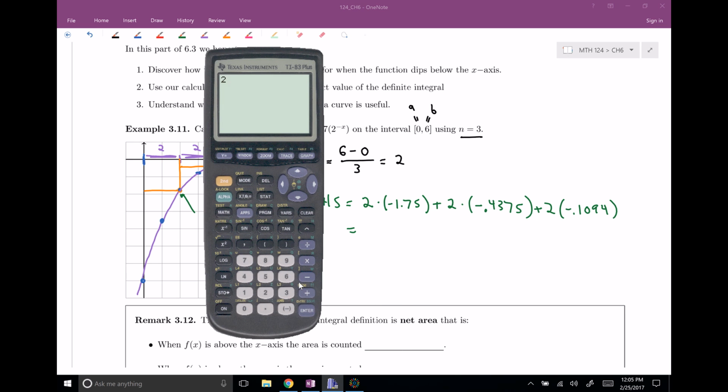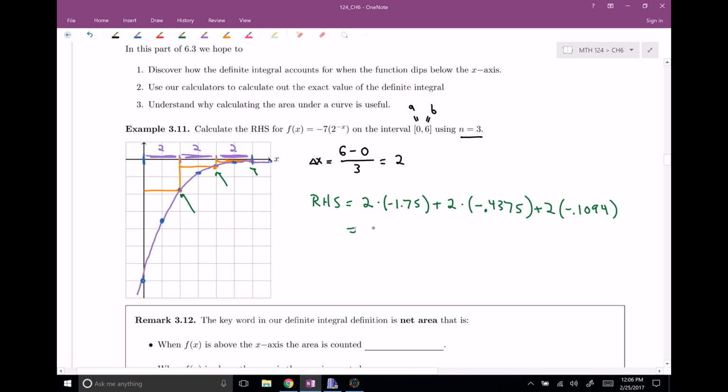So 2 times negative 1.75 plus 2 times negative 0.4375 plus 2 times negative 0.1094. Enter. Negative 4.59 and change. I'll say negative 4.59. And there is my final answer.